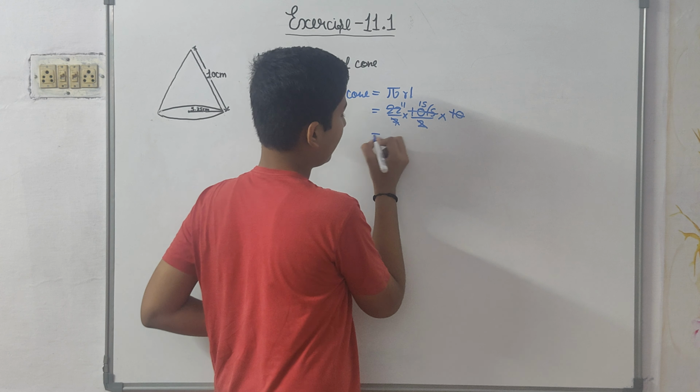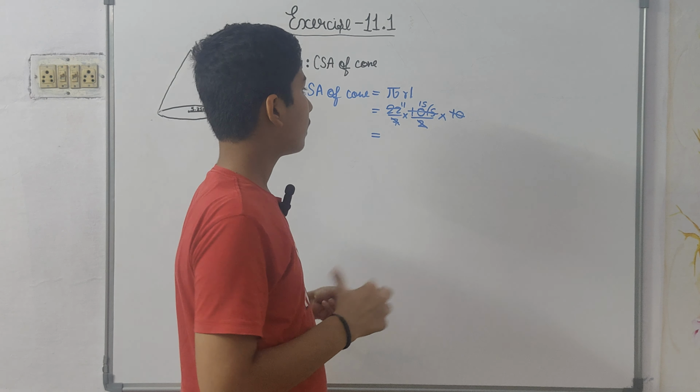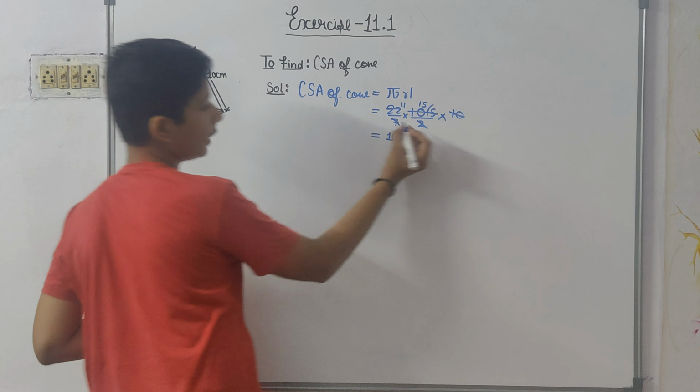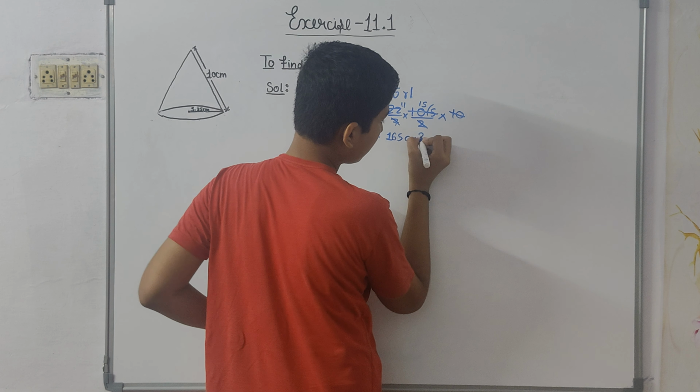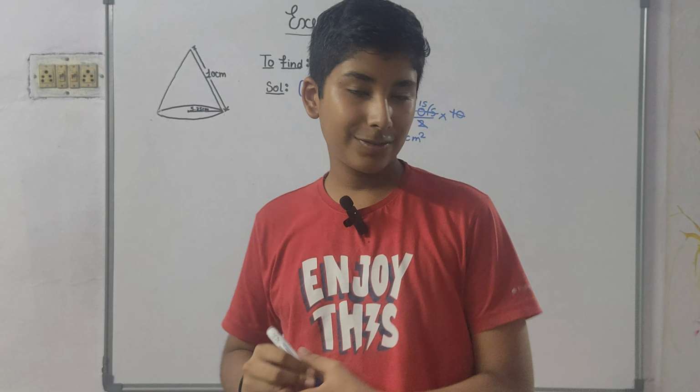11 into 15 is, let's check, 15 tens are 150, plus 15 is 165. So it is 165 centimeter square, which will be our curved surface area. This was a very easy question. Let's begin with our next question.